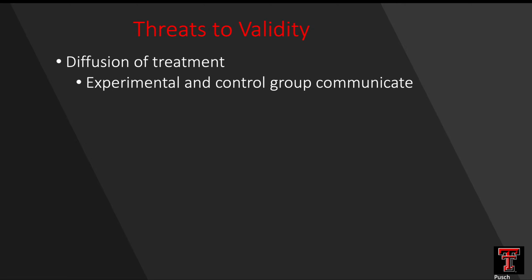Diffusion of treatment. This might happen when the experimental and control groups communicate. It's not going to be that big of an issue in every type of research study, but in some particular types it might. Let's look at our math example. Maybe the experimental group takes this math program, and then everyone's sitting around having lunch, and the experimental and control groups are talking to each other, and the experimental group is telling the control group what they learned in the math class. Well, that's going to contaminate it a bit, and that control group is now exposed to at least some part of the stimulus.